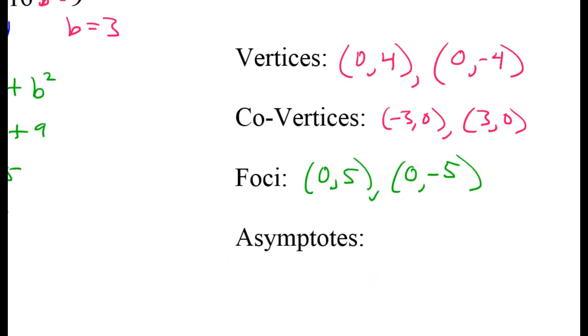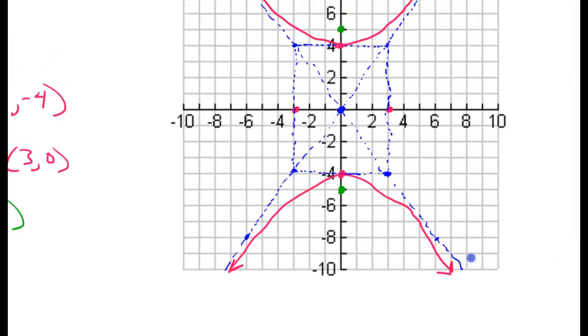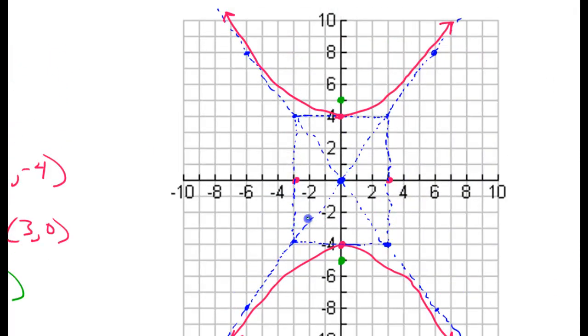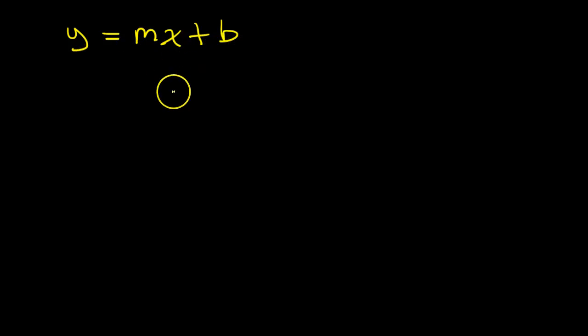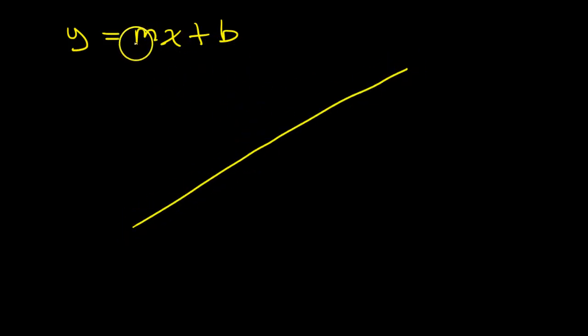Okay, now we need the equations of the asymptotes. We need equations for both asymptotes. Now, let's do a quick review on the equation of a line. Back in Algebra 1, you might remember something about y equals mx plus b. This is the slope-intercept model for the equation of a line. This is the one that most students remember because if you have the slope and the y-intercept, you could write the equation of the line.